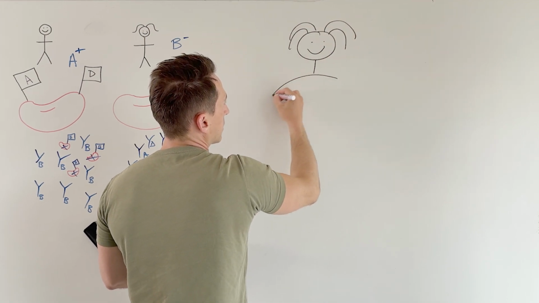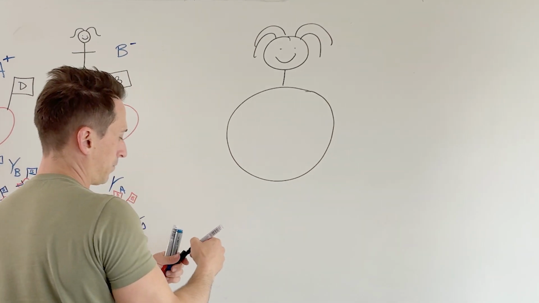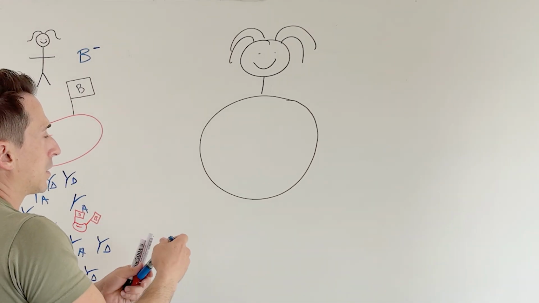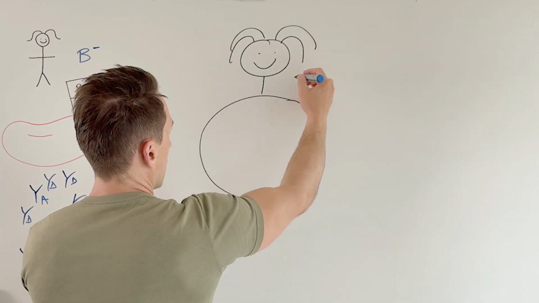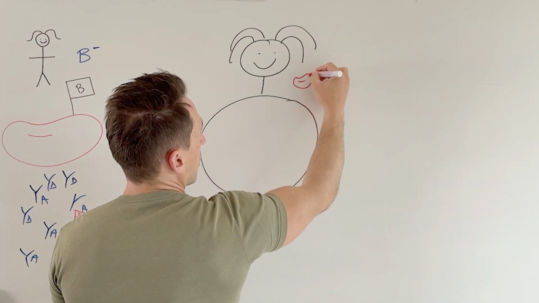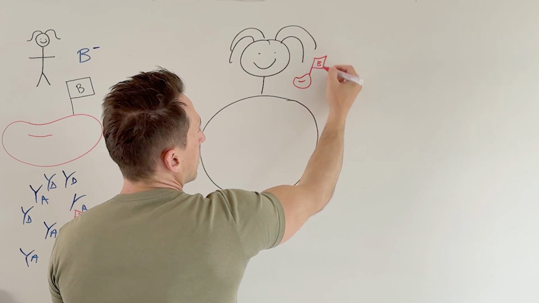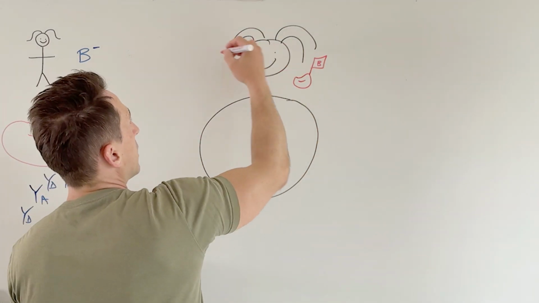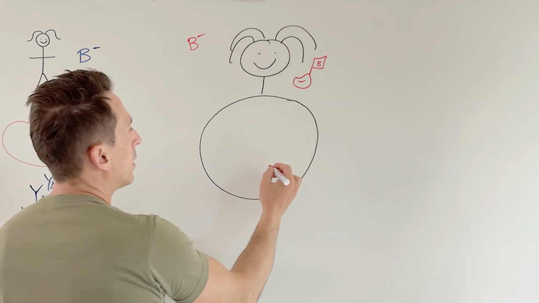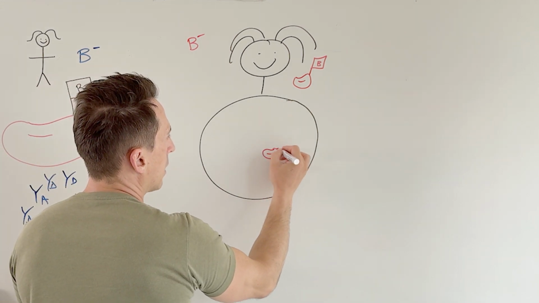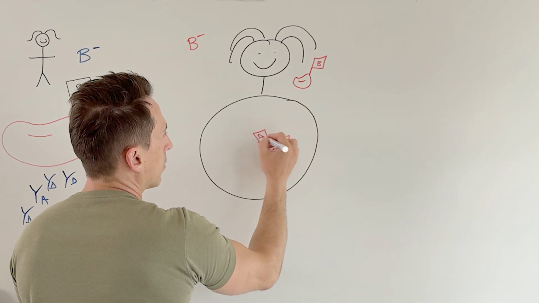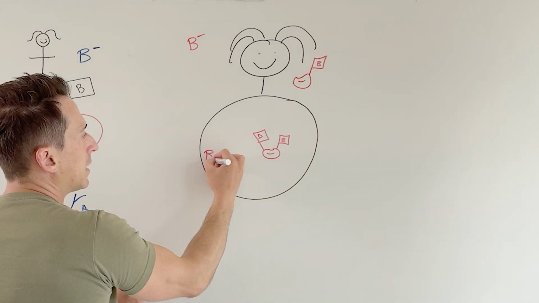And here's mummy's tummy. Let's just say that mum's red blood cells are B negative, so mum is B negative. And the baby, its blood cells are B positive. So the baby's B positive.